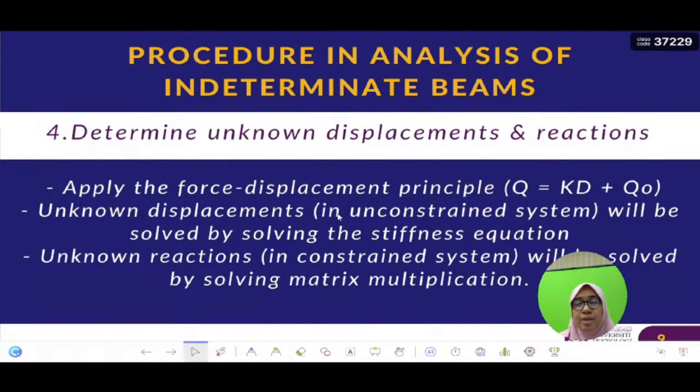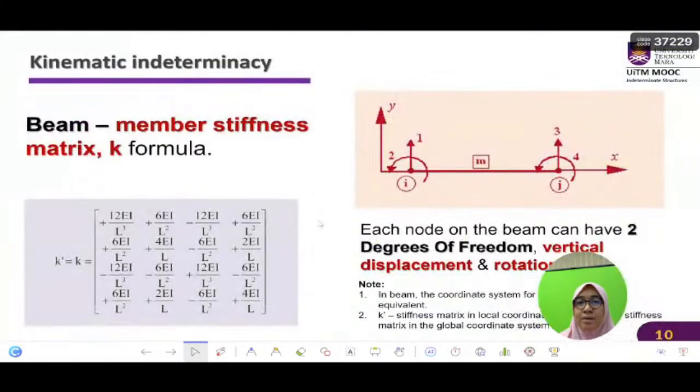From that, we will apply what we call the stiffness equation. The stiffness equation actually comes from the force displacement principle, where we have to define the nodal forces, nodal displacement, as well as equivalent nodal forces before we write it all into the stiffness equation. And from that, we will cancel all zero displacement when we apply the boundary condition. So we will analyze displacement by considering the unconstrained system only.